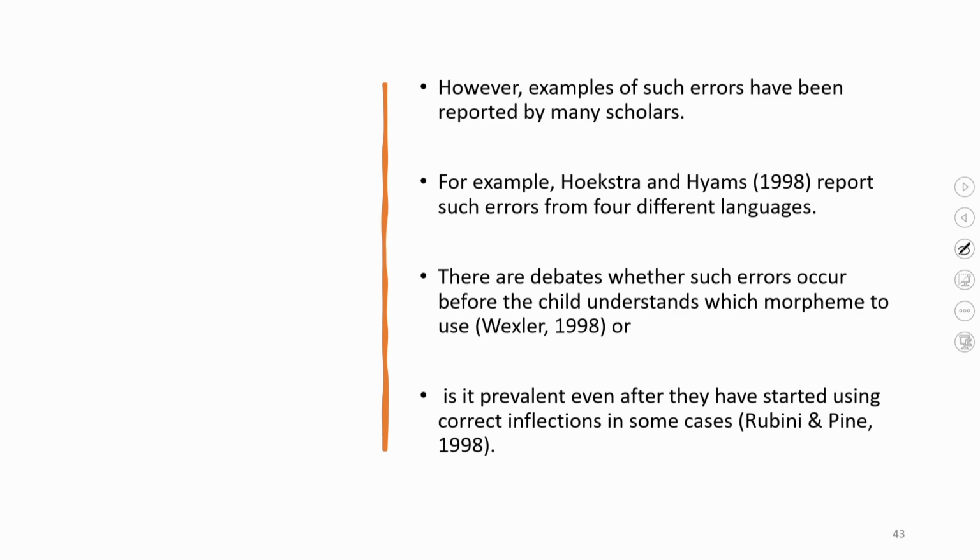Now, there are debates whether such errors occur before the child understands which morpheme to use. Because of the cross linguistic validation of this kind of error, that they use inflections but in the wrong way, and because of this data coming in, the person who proposed the ATOM theory has said that these errors probably happen because the child has not yet understood which morpheme. They understand that inflections have to be there, but they have not yet figured out which morpheme to use. So, that is one way of answering this problem.